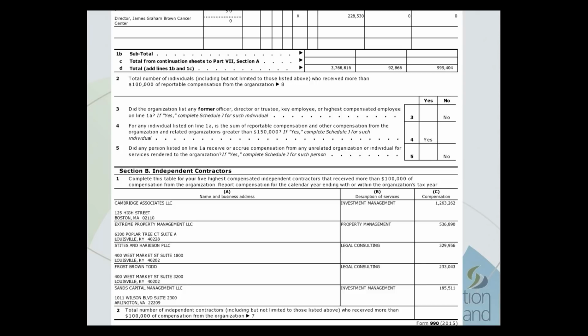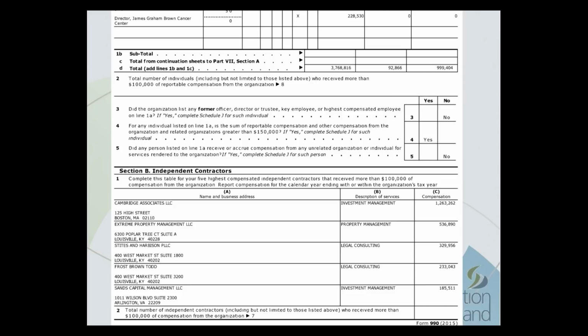Then at the bottom of the page here, section B, were independent contractors. This can sometimes be very interesting, to see what organizations the nonprofit is paying the most money to provide services, and generally speaking, what kind of services they are receiving. In this case, they're getting investment management, legal consulting, and property management services from independent contractors.